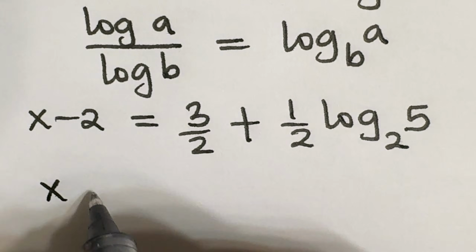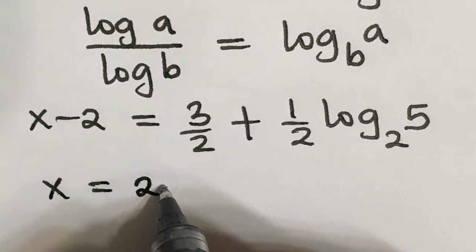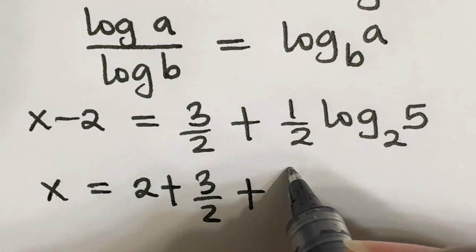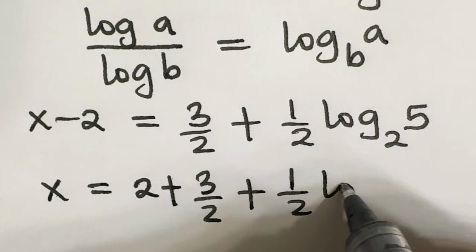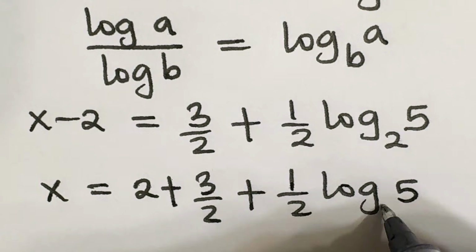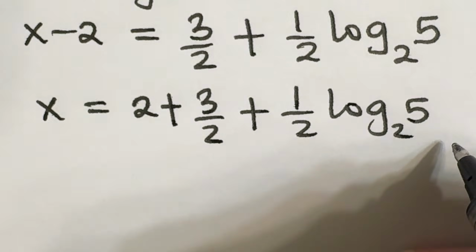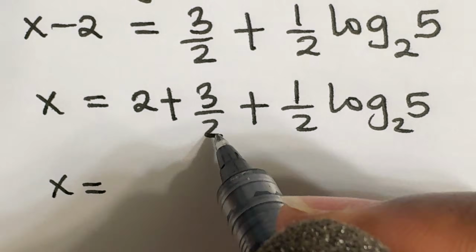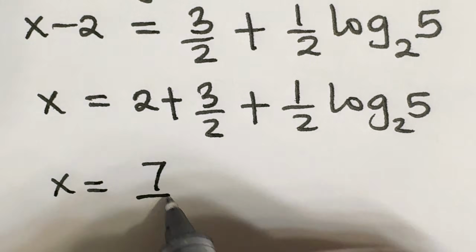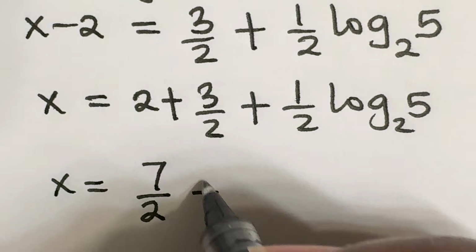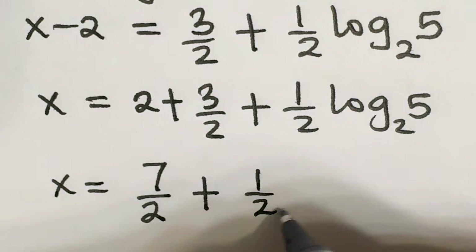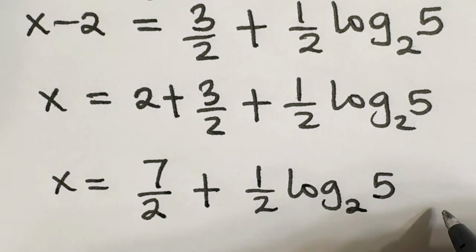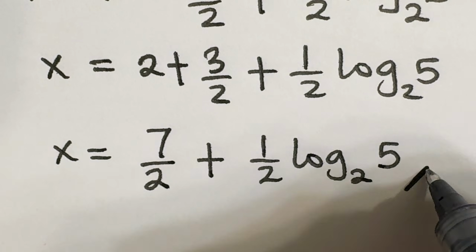The next thing we'll do here will be to add 2 to both sides so that this gives us x is equal to 2 plus 3 over 2, then plus 1 over 2 log 5 base 2. This will give us x is equal to 2 times 2 is 4, 4 plus 3 is 7, 7 over 2 plus 1 over 2 log 5 base 2, bringing us to the final answer for x.